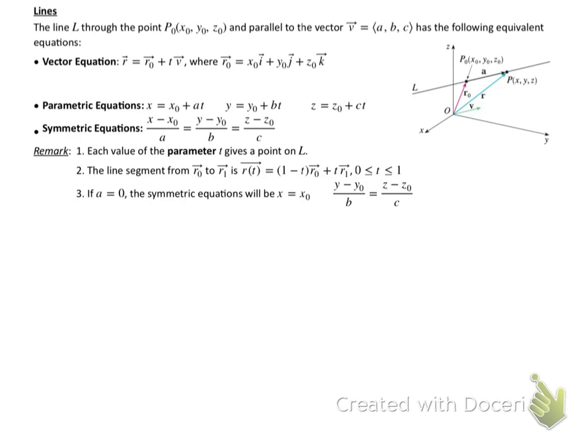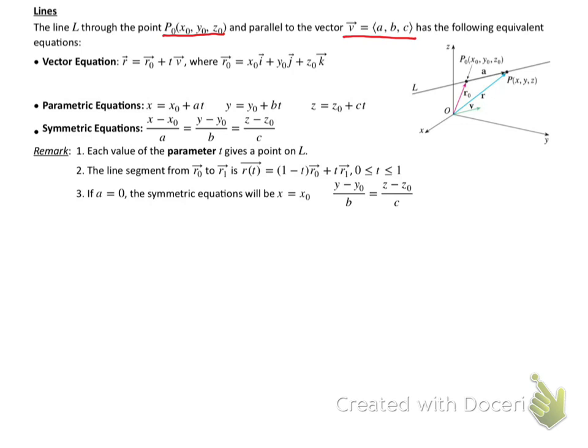The line goes through the point P0, which has coordinates x0, y0, z0, and the direction of the line will be described as parallel to a vector, which means same direction as the vector ABC. There are several forms of equations that we can use to describe this line.